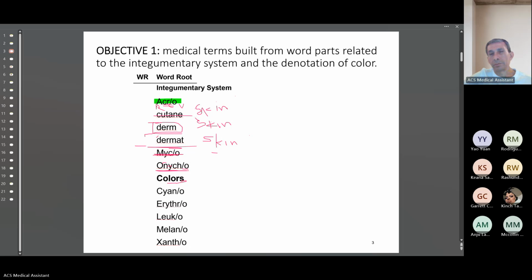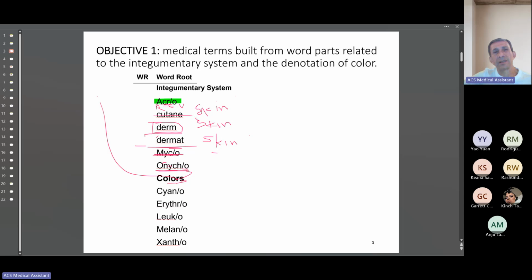So interesting. So right here, there are 1, 2, probably 3 terms that you weren't familiar with. Acro, myco, and onycho. Because these are not terms used often or commonly used terms. Only in medicine we're going to encounter these. But mostly when we are talking about infectious conditions, conditions of the skin, that's when we're going to find them.